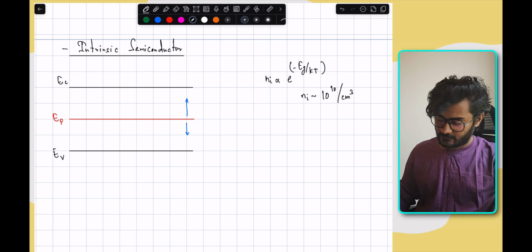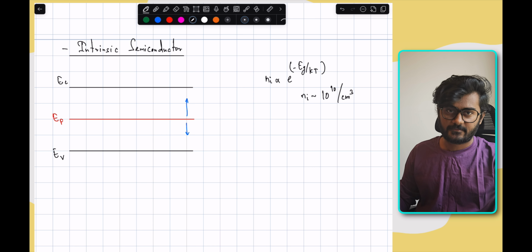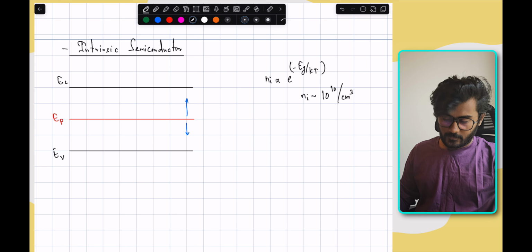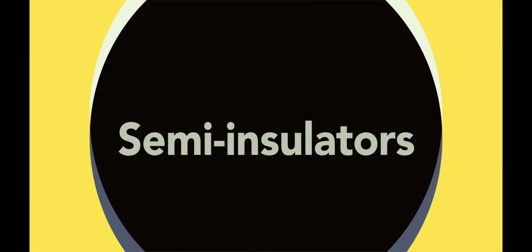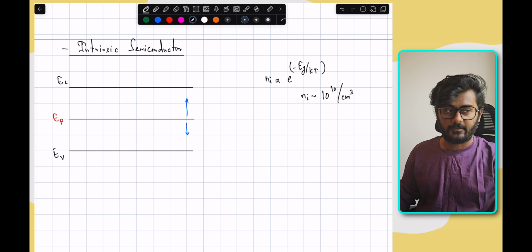So this just concludes that we can't use an intrinsic semiconductor, and also we can't use semiconductors with low band gaps, because as your band gap decreases, your intrinsic carrier concentration increases. So now the question is, how do we make this new type of material that is called semi-insulating materials?